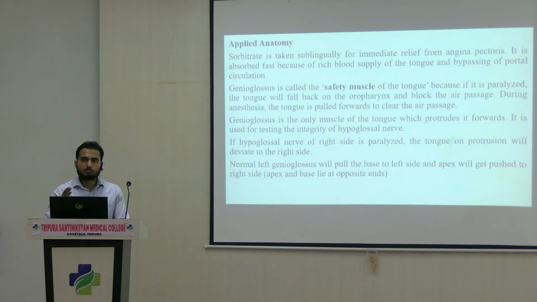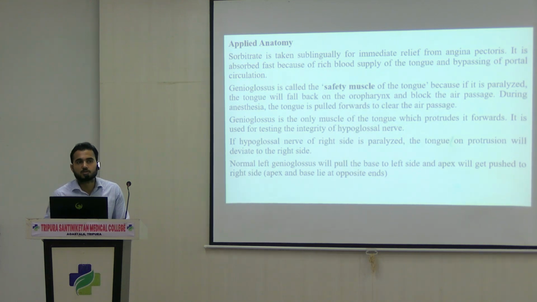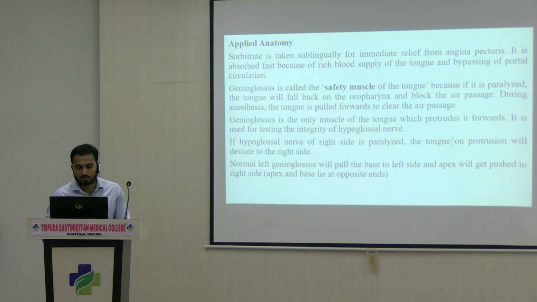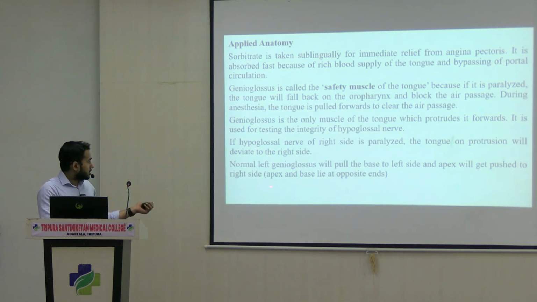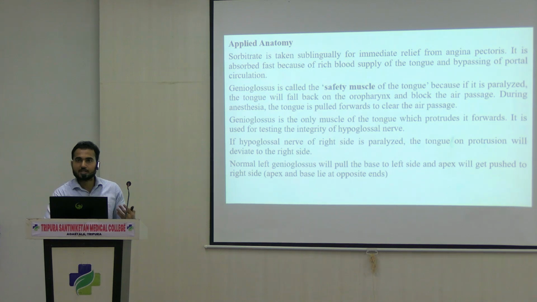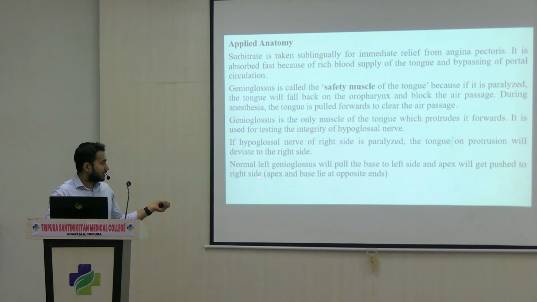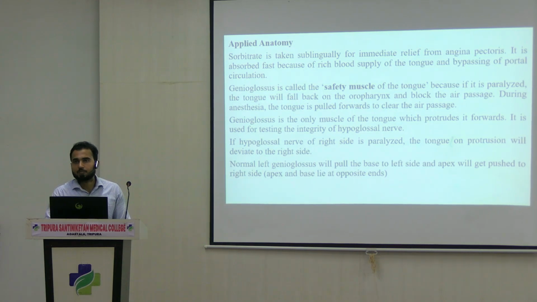Okay, that is the proof that the nerve is damaged, or some problem is there with the hypoglossal nerve. So to check the integrity of the hypoglossal nerve, which muscle is used? Genioglossus muscle is used. So what happens in this case? Normal left genioglossus will pull the base to the left side. So normal genioglossus of the left side, it is normal, so it will pull the base on the left side, and apex will get pushed into the right side. So that is how you can determine that the hypoglossal nerve is paralyzed or injured.